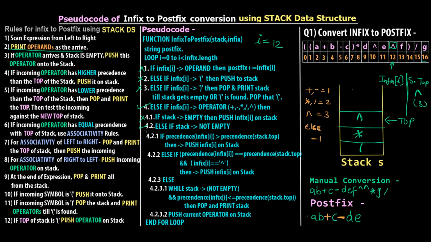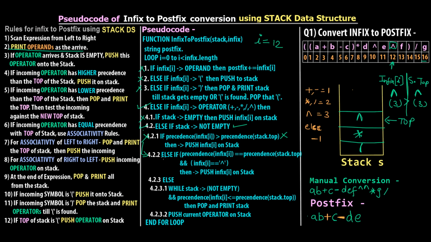4.2 will be implemented. 4.2 says if stack not empty. So if stack not empty, we will go inside this else if, which has multiple steps. Now here we will check if precedence of infix of I, what is infix of I? Infix of 12, which is an exponent operator, is the precedence, which is 3, greater than precedence of stack top, that is top of stack. What is top of stack? Also a raise to operator. Is 3 greater than 3? No, this is not true. It is equal to 3, but it is not greater, right? So 4.2.1 will not be executed. Let's move ahead in the else if.